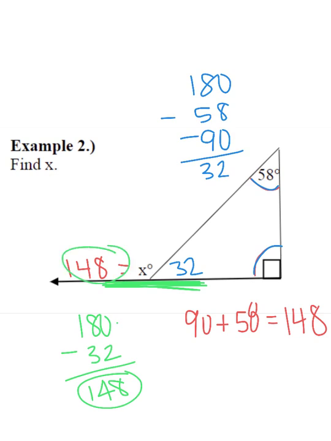So either way, whether I add the remote angles together to get the exterior angle, or I solve for the triangle and then subtract that from 180.